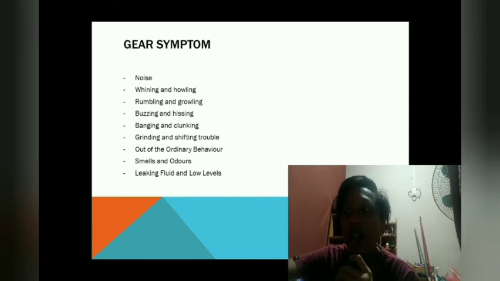Lastly, the last symptom is leaking fluid and low level. This is possibly the easiest symptom on our list to spot. All you have to do is check under the car or under the machine for leaks. By placing a piece of paper or cardboard, you're looking for the telltale red color of transmission fluid, which also has a slightly sweet smell, unlike motor oil.